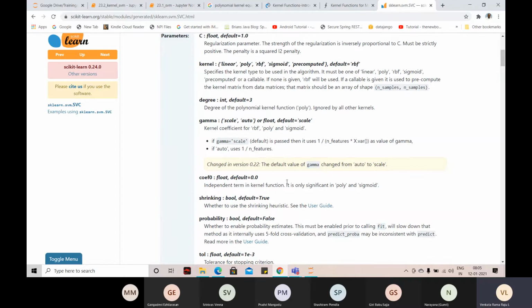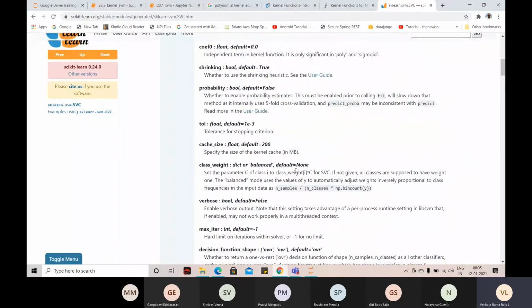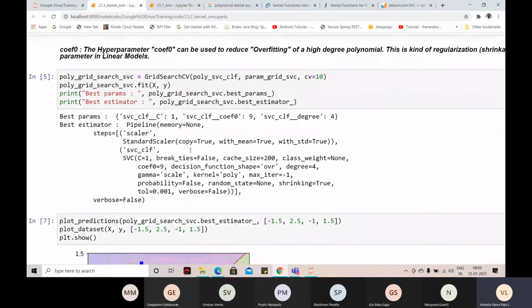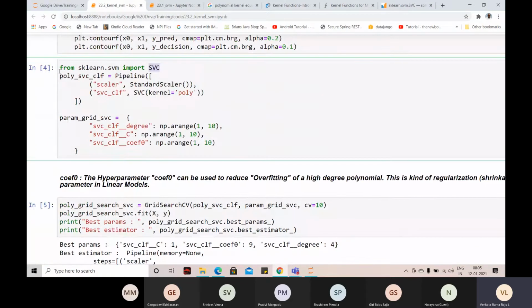So this coef 0 will work only for poly and sigmoid kernels. Other kernels it will not work. For RBF, poly, and sigmoid only we have implementation in scikit-learn. Okay.